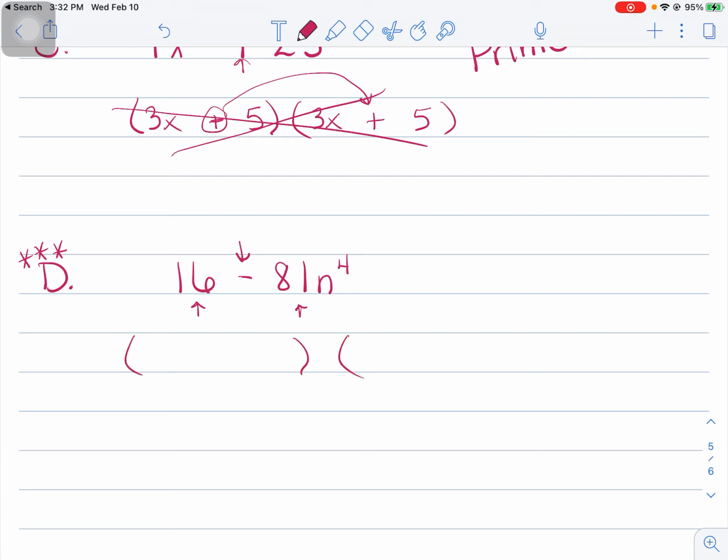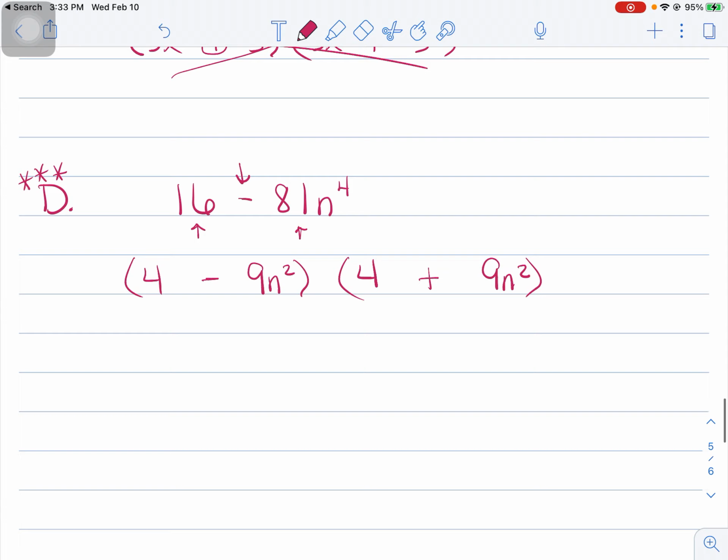So I'm going to do my two binomials. Square root of 16 is 4. Square root of 81 is 9. And then n to the 4th split in 2 is n squared and n squared. Now, I have no middle term. This is a difference, so one's going to be a negative and one's going to be a positive.